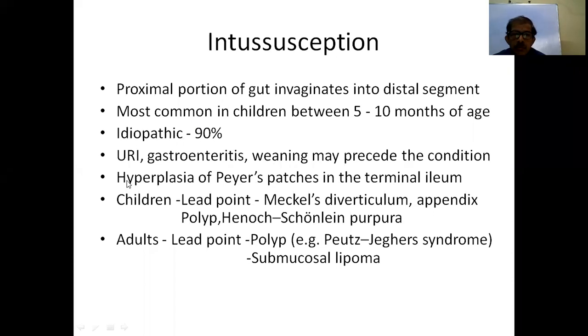So then, coming to older children, the cause is either a Meckel's diverticulum, appendix, or sometimes Henoch-Schonlein purpura also. Henoch-Schonlein purpura is a differential diagnosis, and it is a causative also for intussusception. Then in adults, it is the polyp, like Peutz-Jeghers syndrome polyp, or the commonest in older people is submucosal lipoma. Very important.